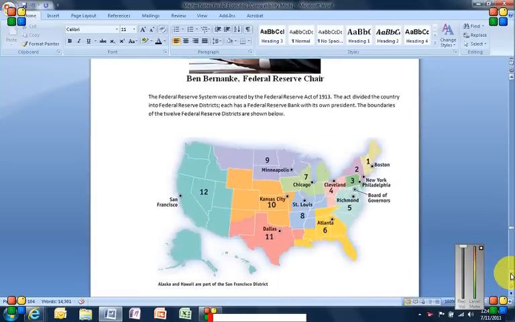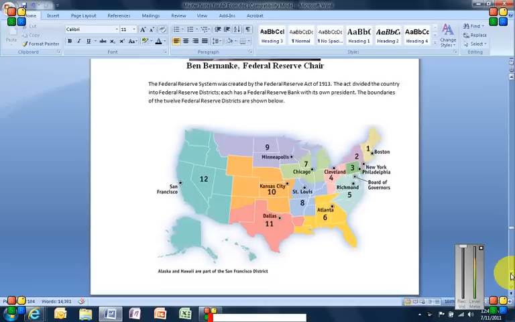And the Fed was created by the Federal Reserve Act of 1913. The act divided the country into Federal Reserve districts, and each has a Federal Reserve Bank with its own president. The boundaries are shown in this diagram. As you can see, for our district, San Francisco is the home base. You can also see in this diagram that the office for the Board of Governors is located in Washington, D.C.